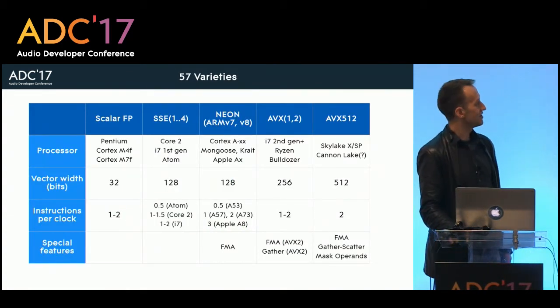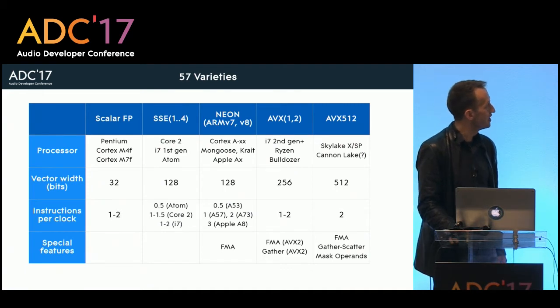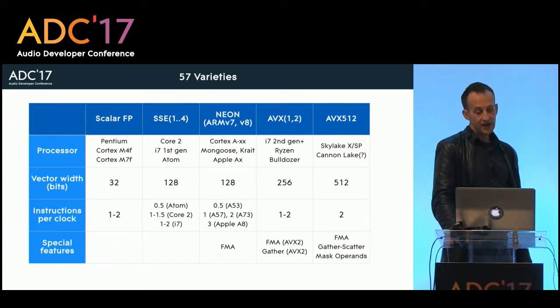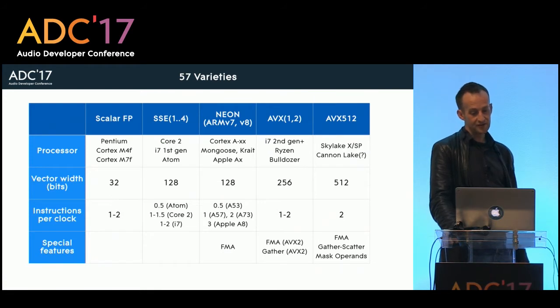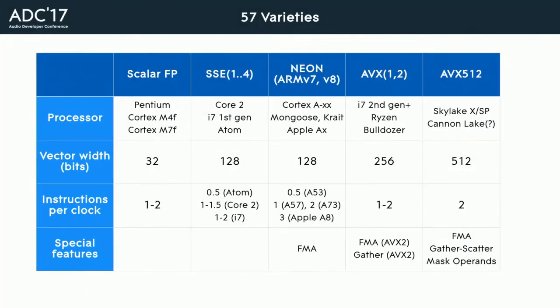Unfortunately, there's a lot of different varieties of this. These are all, or mostly, processors in somewhat common use today. So that's 5 different instruction sets, each with a couple of different sub-flavors or feature sets that may or may not be supported on any given processor, different widths, different issue widths, and some have special features like FMA, which stands for Fused Multiply Add, which is a multiply and an add in one instruction.